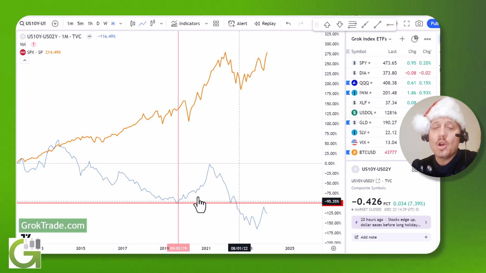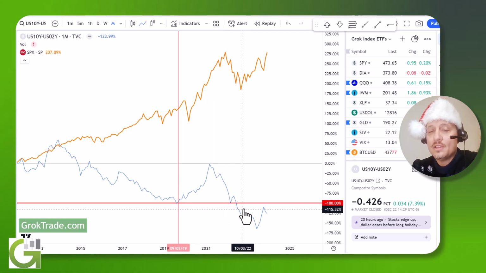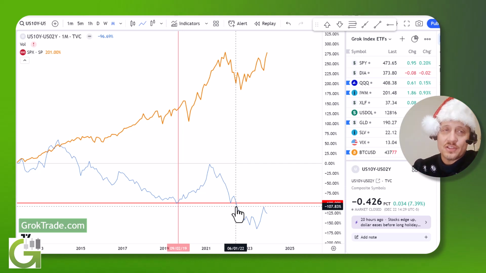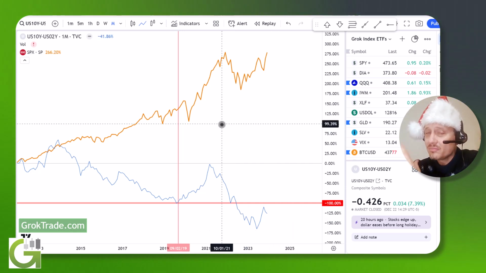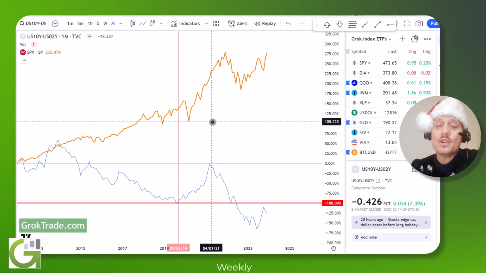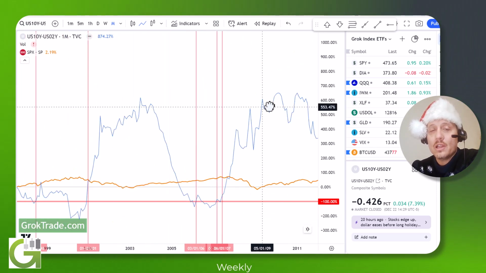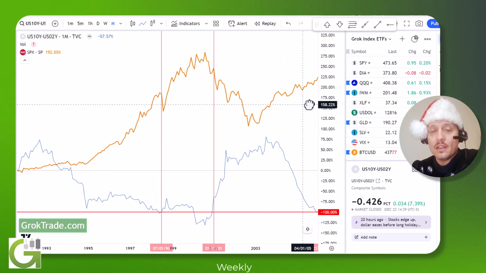Anytime it goes below this horizontal red line, that means you have what's called an inversion, which very seldom happens. It's happened around half a dozen times going back in history. And every time we have dropped, it has been 100% accurate on identifying a recessionary pullback.